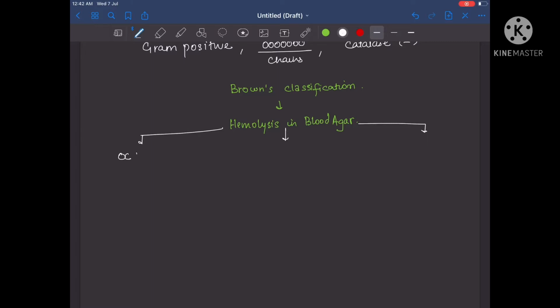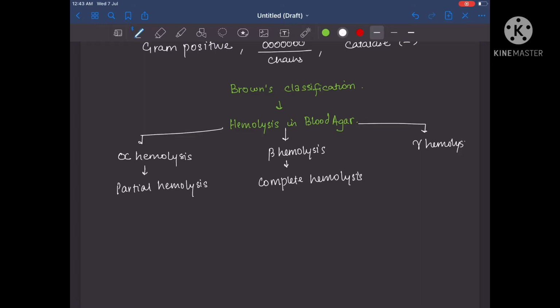So in the alpha hemolysis, there is partial hemolysis. And in beta hemolysis, there is a complete hemolysis going on. And in gamma hemolysis, there is no hemolysis.